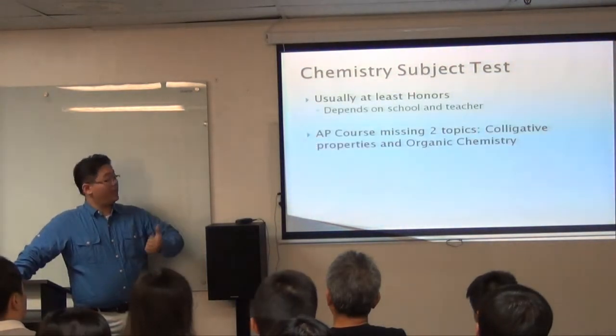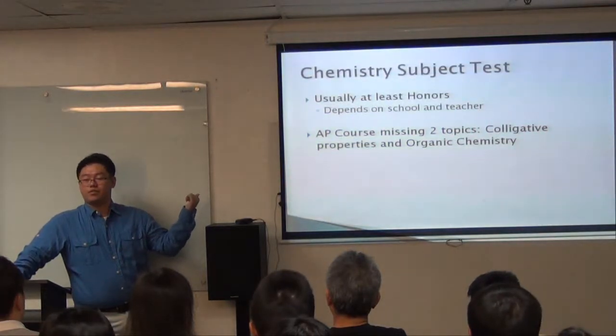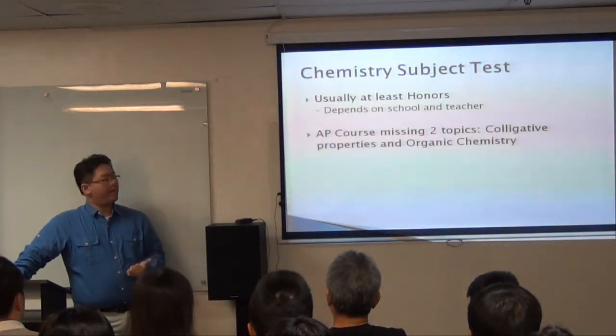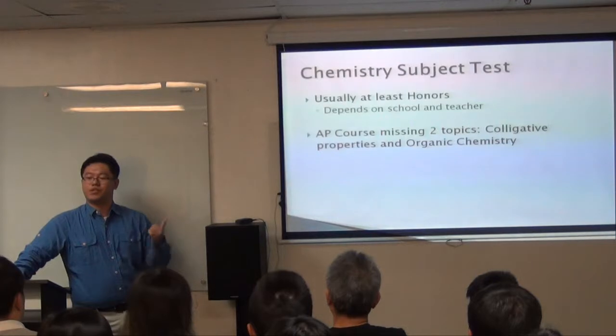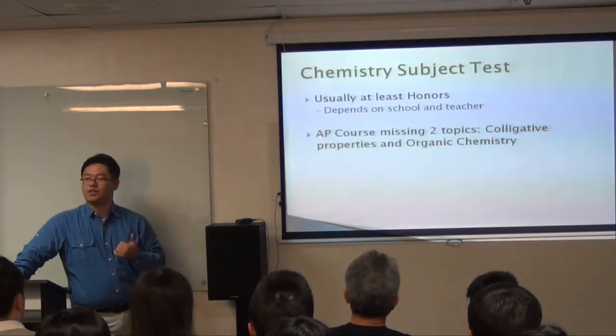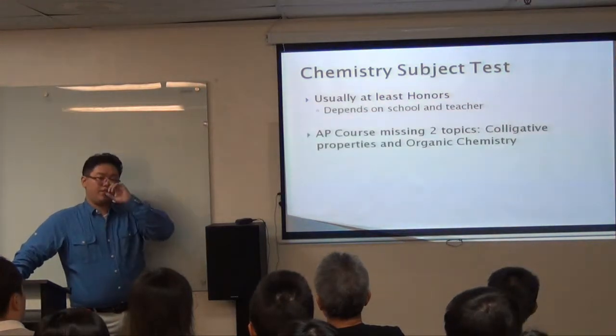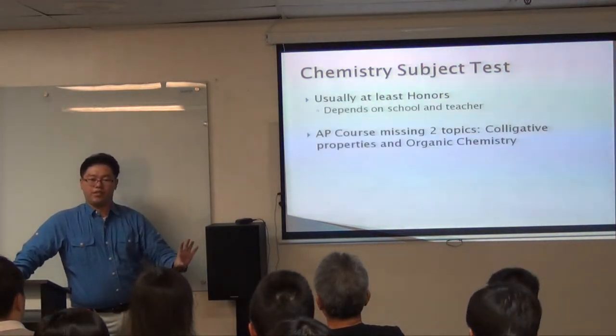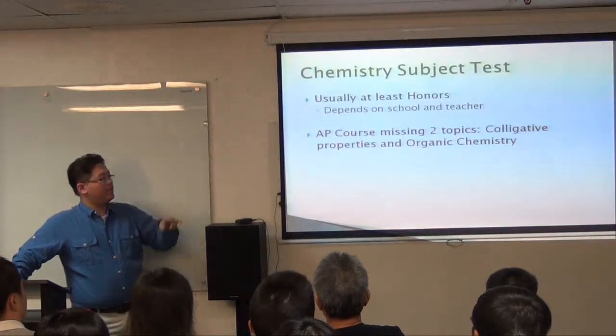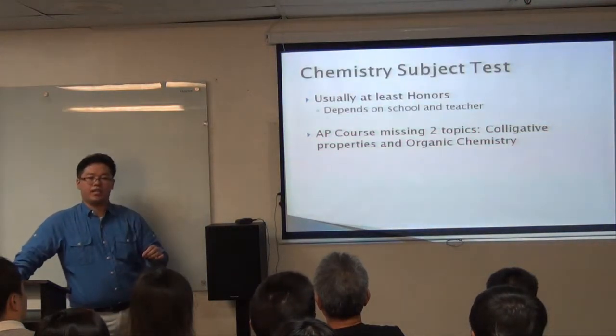Okay, so usually, if you take an AP science course, especially AP Chemistry, you have the understanding to do the subject test, because the subject test does not go as deep as the AP course. But what's happened? The AP course is functioning off of a different standard. So you'll notice there are 2 topics that are missing: colligative properties and organic chemistry.